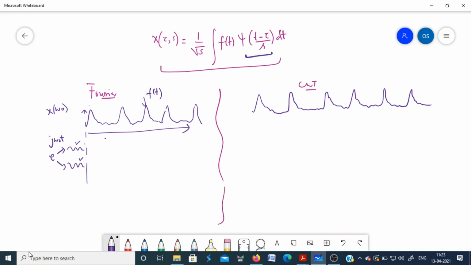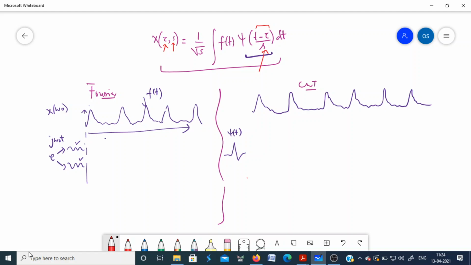You first choose a mother wavelet psi t. Let us suppose this is my mother wavelet psi t. Then if you do not change the scale, s is equal to 1, and you just change the tau here, psi of t minus tau. So you are basically shifting this mother wavelet along the time axis, multiplying the function, and then integrating. For one value of tau and for one value of s, you will get one value.